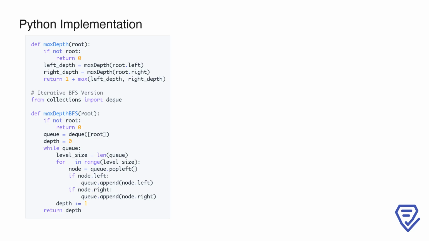The recursive function checks if the root is null and returns 0 if so. Otherwise, it recursively calls itself on the left and right child, adding 1 to the maximum of the two to represent the current node. The iterative BFS approach uses a deque as a queue, initializing it with the root. At each level, it processes all nodes in the queue, adds their children, and increases the depth. When the queue is empty, it returns the final depth. This code covers both primary solutions and is easy to adapt for similar problems.